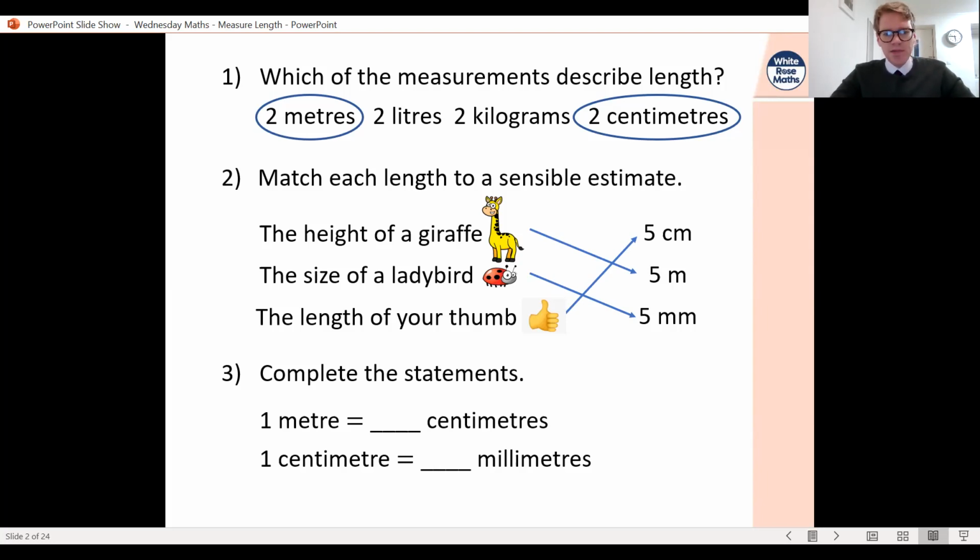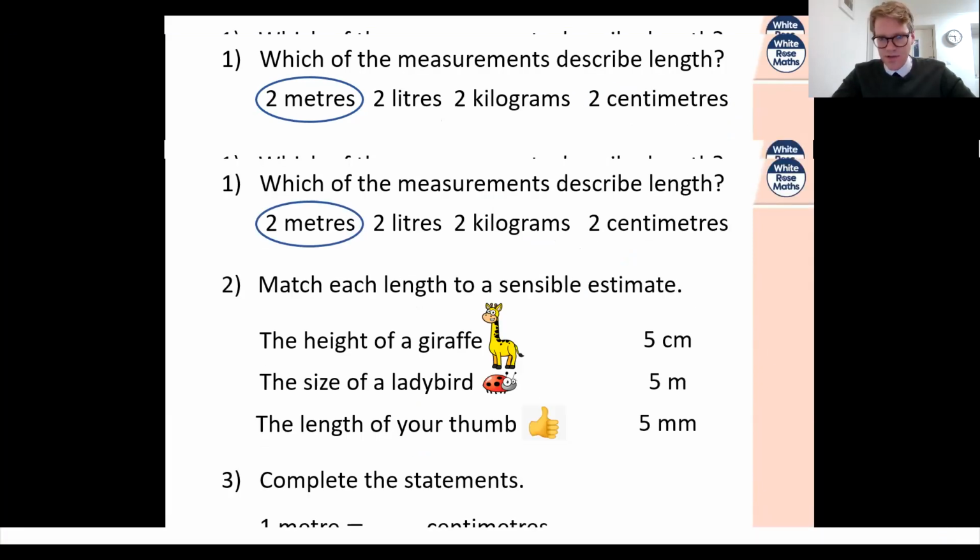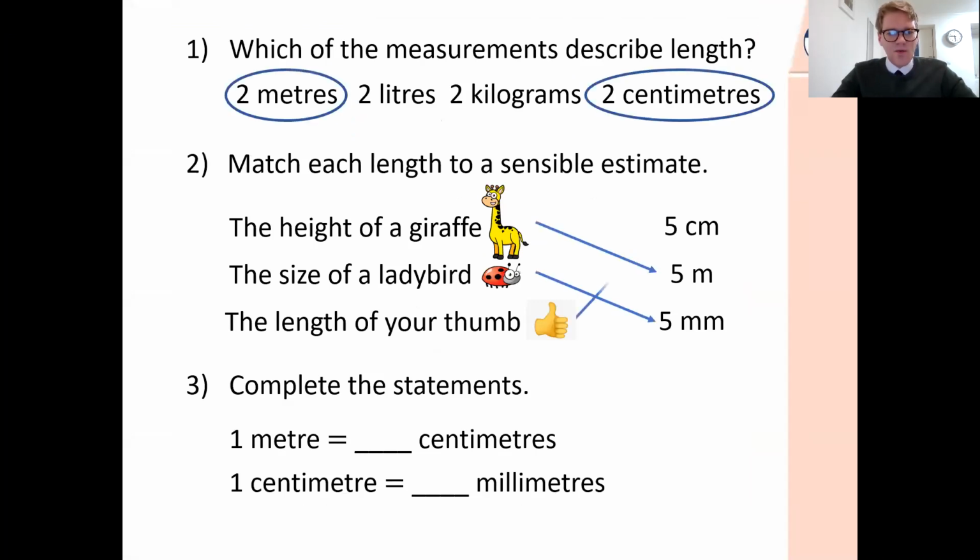And finally, complete the statements then. So this is quite tricky. I think this is one of these things that you've just got to know. 1 meter is the same as 100 centimeters. And I think a really good way to remember that is that the word centimeters has the start point cent, and cent is another word for 100. So there are 100 centimeters in 1 meter.